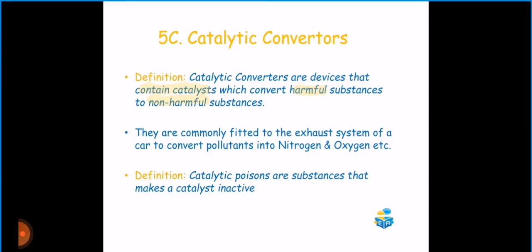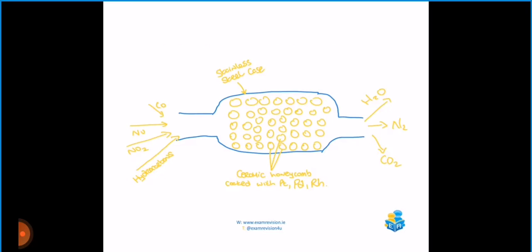And a catalytic poison is a substance that will make a catalyst inactive. And we discussed that when we were talking about our active site changing shape in our enzymes. This diagram here explains how catalytic converters work. So as we can see in the main part of our catalytic converter, we have ceramic honeycomb shaped inlets that are covered with catalysts such as platinum, palladium and rhodium.